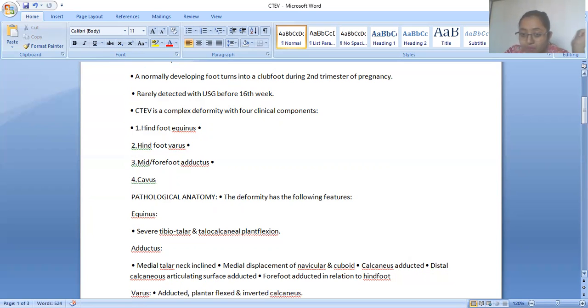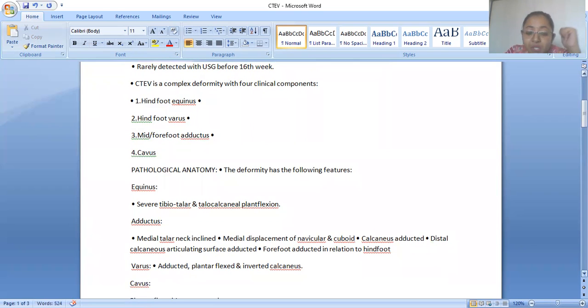Then varus deformity. What will happen in varus deformity? Adducted, plantar flexed, inverted calcaneus. So here the calcaneum will be mostly affected. What would be its anatomical position here? It will be adducted, plantar flexed and inverted.